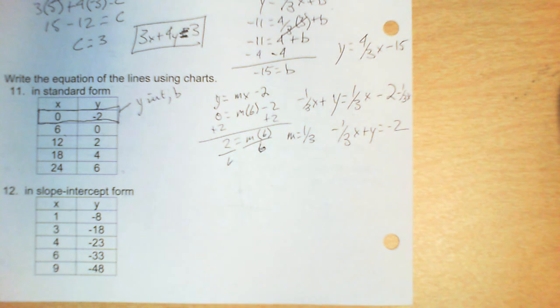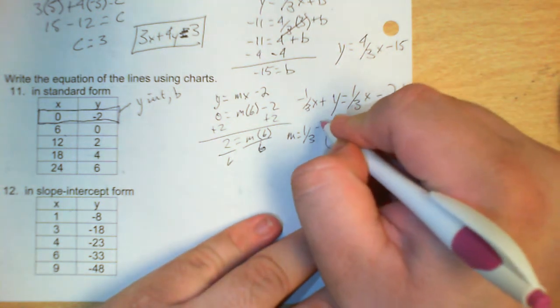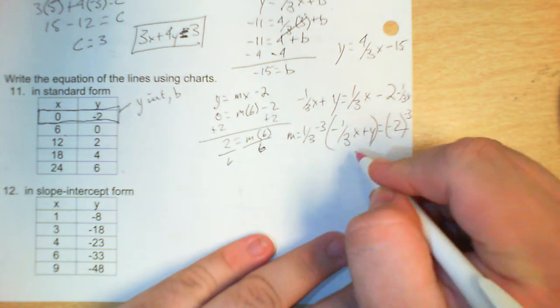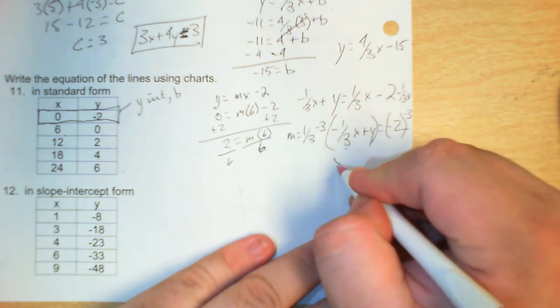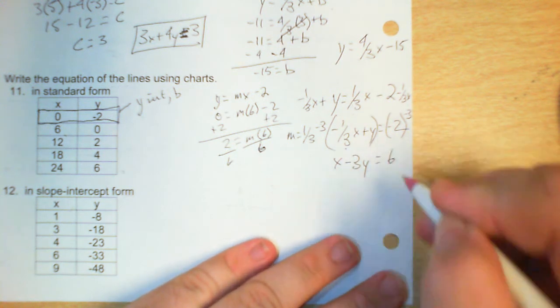Am I done yet? No, because I can't have a negative fraction, and I've got both. And that's big trouble for us. So I multiply both sides by negative 3. Okay? Distribute my negative 3 through, and I get x minus 3y equals 6.